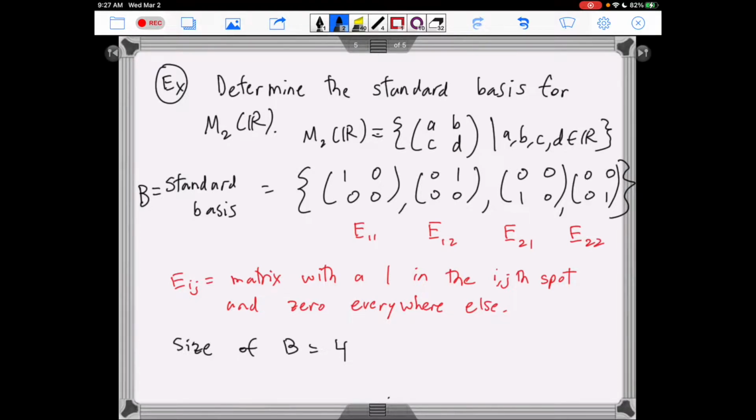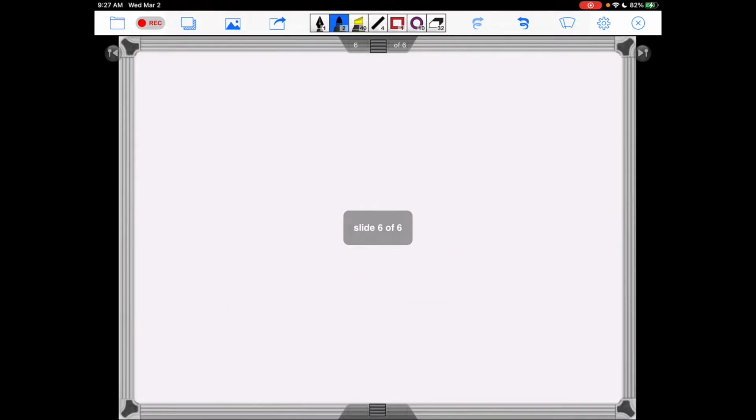Now, this is the standard basis. It doesn't mean this is the only basis, but this is sort of the most simple one, right? Just like the most simple way to span R3 is just with ijk, it doesn't mean that it's the only one, of course. Okay? All right, so let's do another example here.